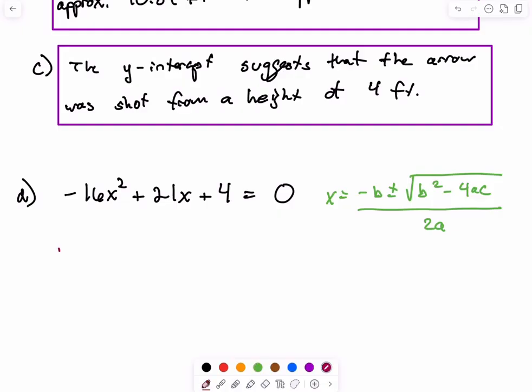So let's see. Here, our A is -16, our B is 21, and our C is 4, okay? So, let's plug these in.